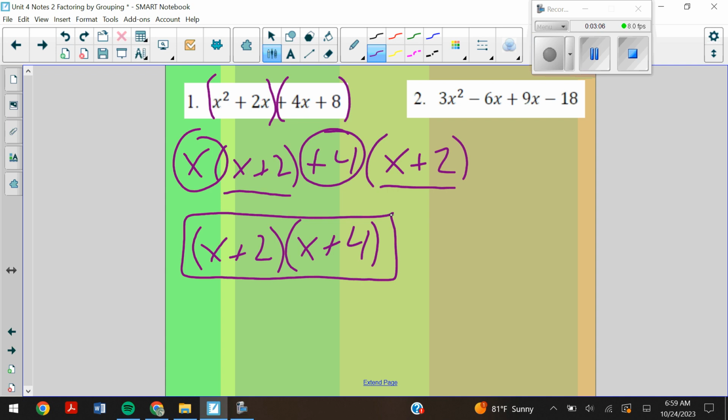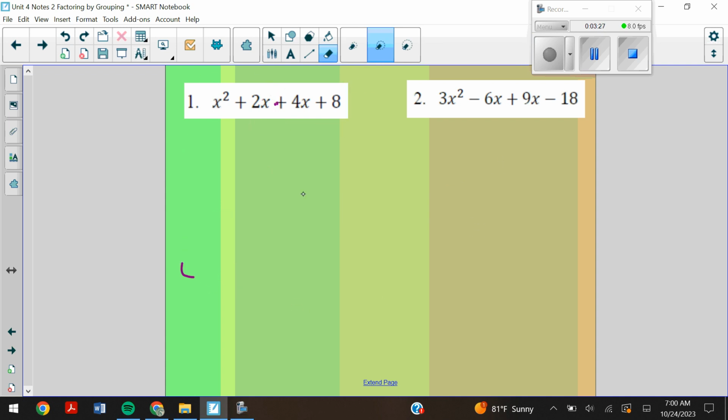So think back to Unit 3 where we did FOIL and the box method. The problems began like this. And like I said multiple times, Unit 4 is really undoing Unit 3. And you just successfully did your first factor by grouping problem. Okay, I'm going to go ahead and erase that and give myself some more room for problem 2.